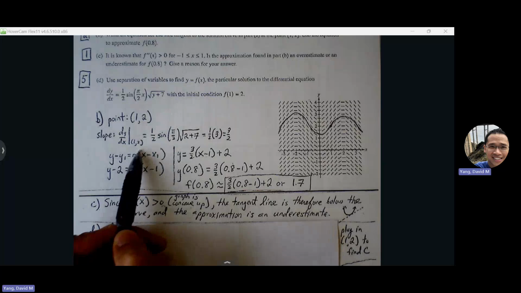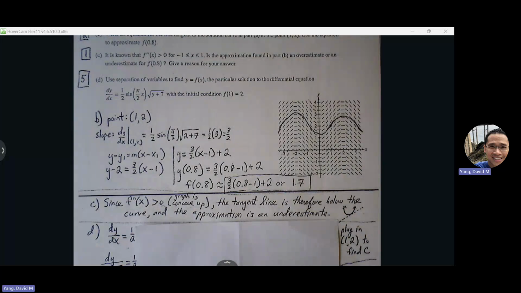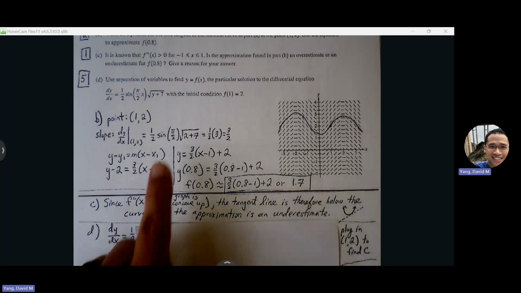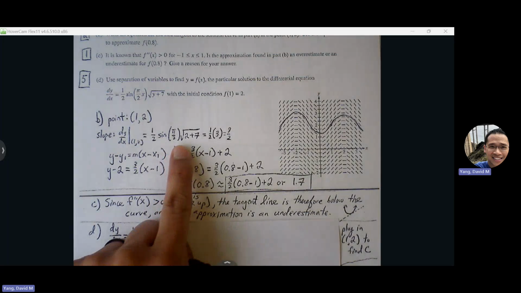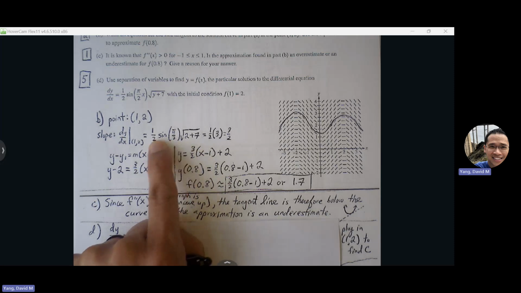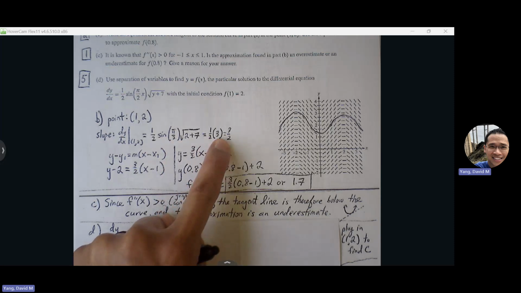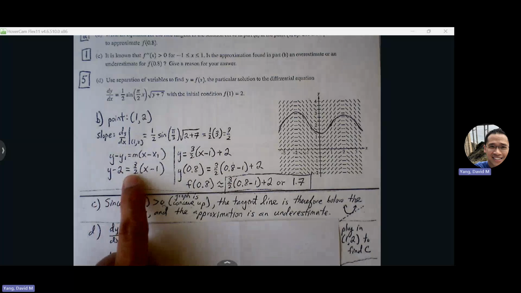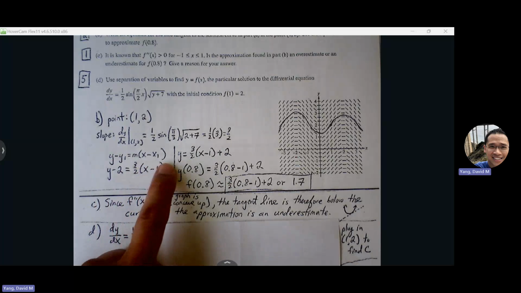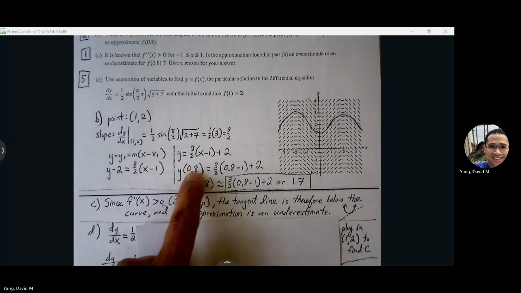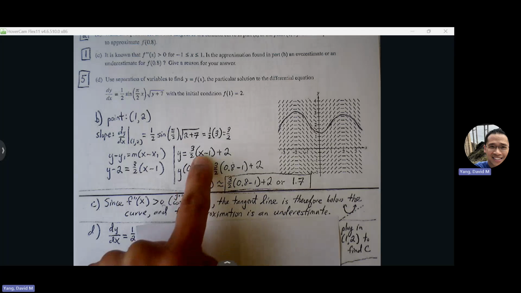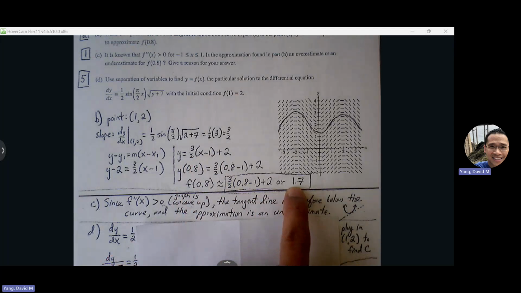So my slope formula is 1/2 sine of pi over 2x times root y plus 7. Replace 1 for x, 2 for y. Do some cleanup here. Root 9 is 3. Sine of pi over 2 is 1. 1/2 times 3 is 3/2. Take your ordered pair and your slope, put it into point slope form, solve for y, and the decimal goes into your linear equation. That will be your linear approximation.